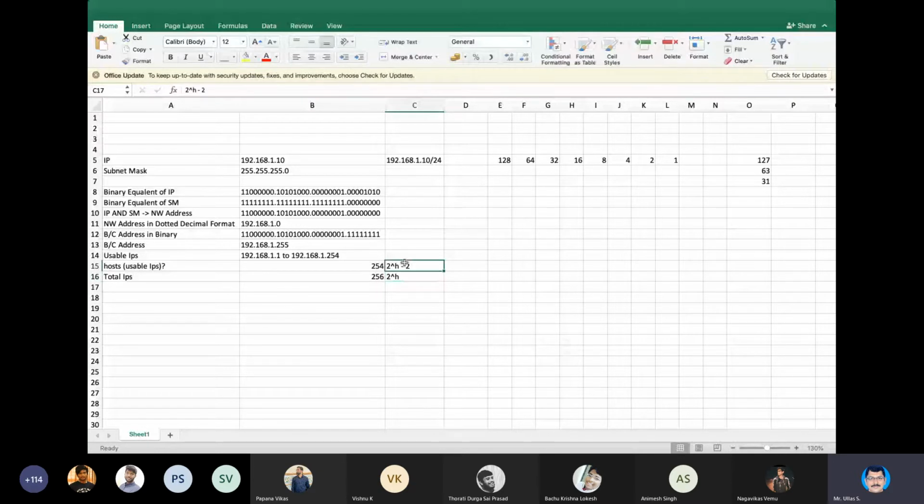Why have I got this minus 2? Two IPs are not usable. One is the network IP and one is the broadcast address. Okay. So total IPs possible is 2 raised to 8. Total usable IPs possible is 2 raised to h minus 2. What is h here in this case? 8.